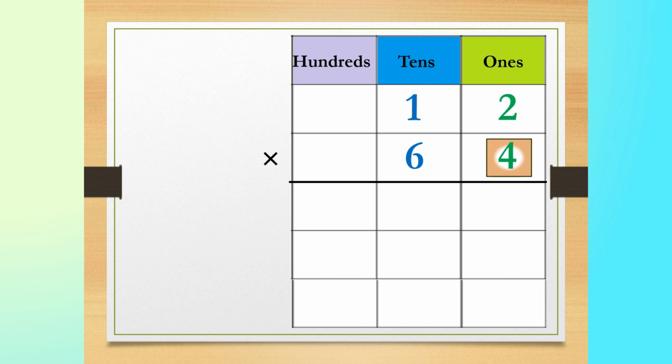12 times 64. Start multiplying from the ones place. 4 times 2 is 8. 4 times 1 is 4. Put Mr. 0 in the ones place, which is the 0 placeholder. Now multiply with the tens.